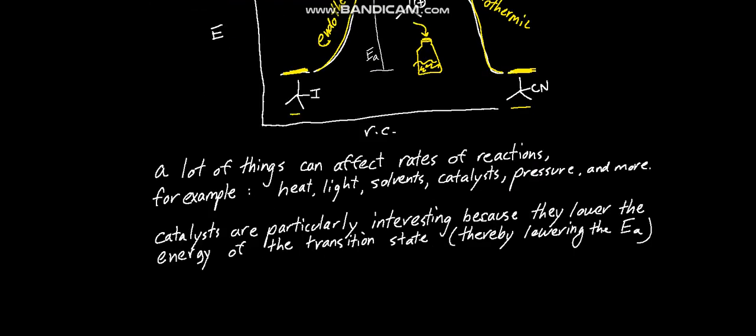A lot of things can affect the rates of reactions, meaning forcing it uphill or even downhill quicker or slower. Heat, light, solvents, solvent effects, catalysts, pressure. There's all kinds of things. People put reactions in microwave ovens, and so on. So the book talks some about that.